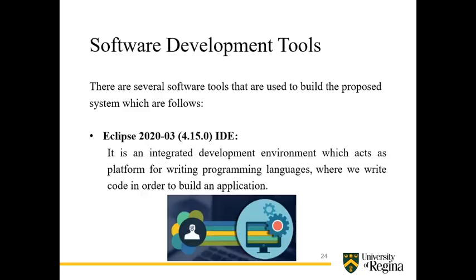Then software development tools. Many software development tools are there to build the proposed system. Here we use the latest versions of Eclipse. Firstly, Eclipse 2020-03. Eclipse is an IDE, which is an integrated development environment, and it acts as a platform for writing in programming languages where we write code in order to build an application.